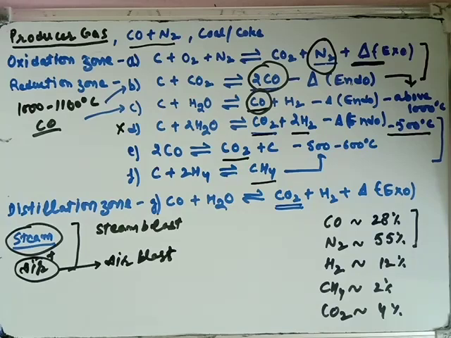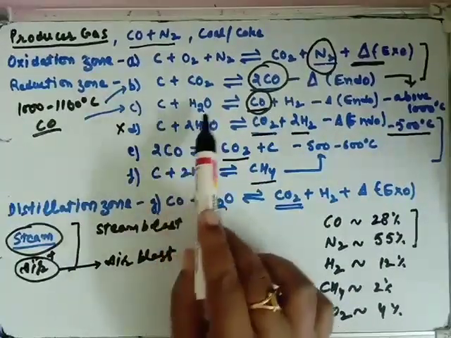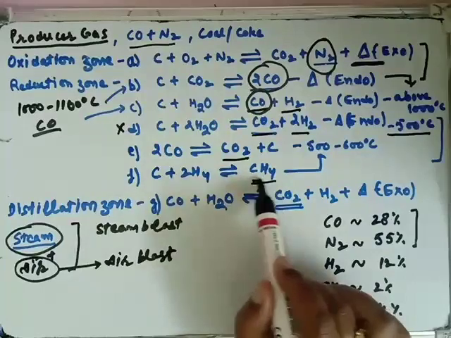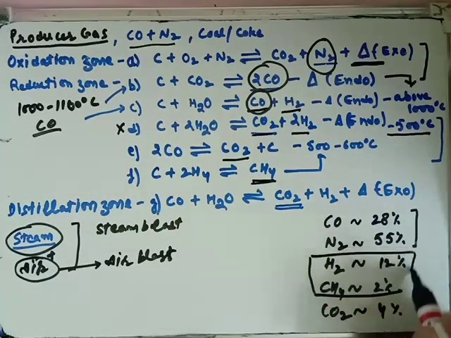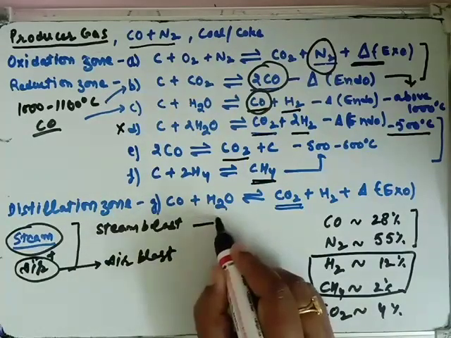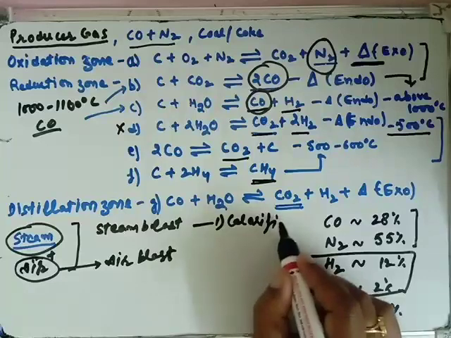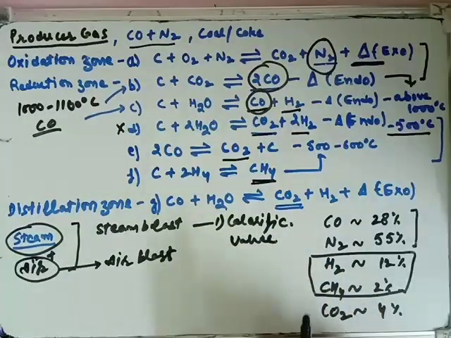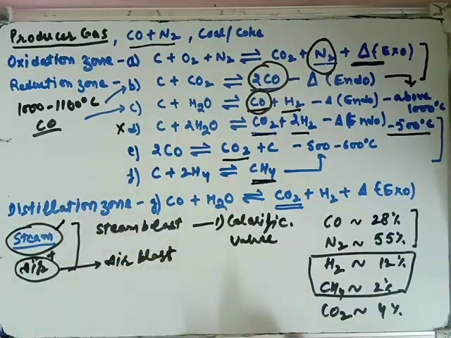The first advantage of adding steam is that only after the reaction of carbon with the steam, hydrogen is produced and methane is produced. These hydrogen and methane increase the calorific value of the gas. They have a very high calorific value. So the calorific value of the producer gas is increased due to the presence of steam in the gas producer.